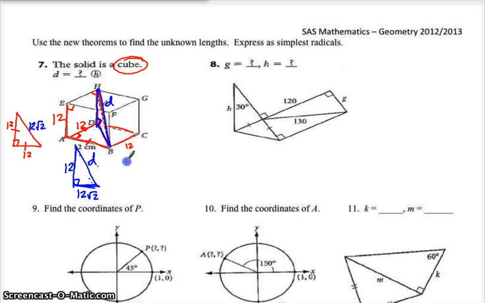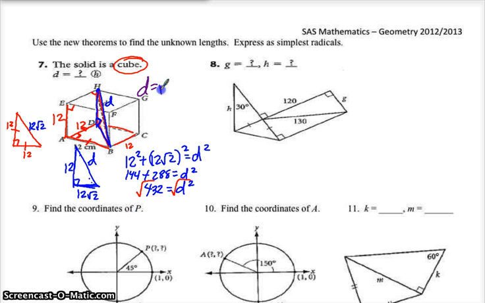Okay, so what do we do? 12 squared plus 12 root 2 squared equals D squared. So use your calculator, plug it in exactly as you see it. You'll get 144 plus 288 equals D squared. So therefore D squared equals 432. You take the square root of both sides, so you can just say that D equals the square root of 432. It says express as simplest radicals.